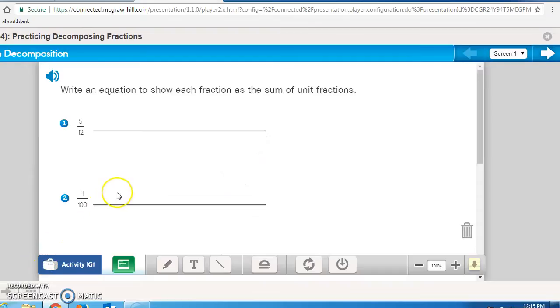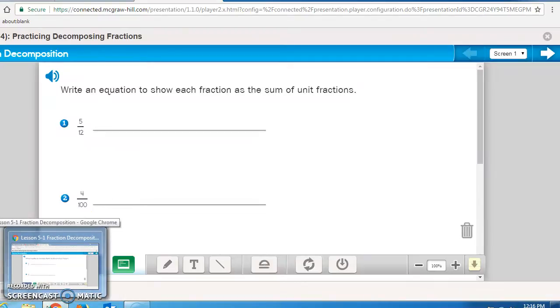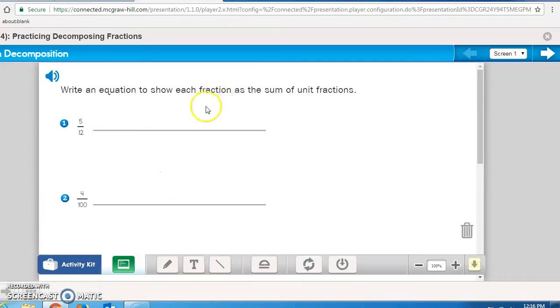Write an equation to show each fraction as the sum of unit fractions. Look at the fractions that I have displayed on the screen. Whenever you use fraction circle pieces to justify the decompositions, you're decomposing the fractions, meaning that you're breaking them down into smaller pieces. So when it tells you to write an equation to show each fraction as the sum of unit fractions, you're decomposing the number.